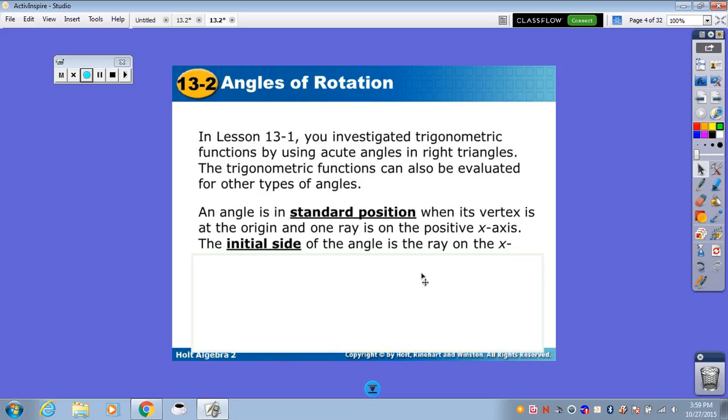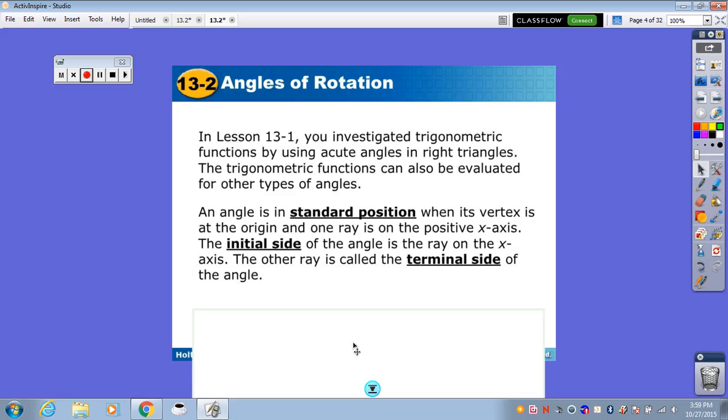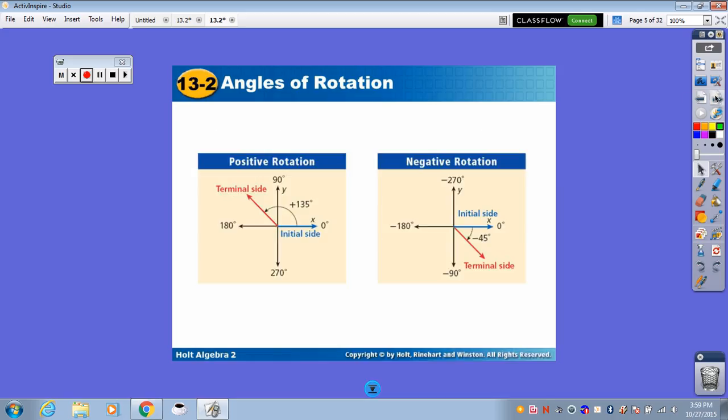The initial side of the angle is the ray that is on the x-axis, and we call the other ray the terminal side of the angle, and that's where the angle ends in its rotation. We can see a picture on our next slide.